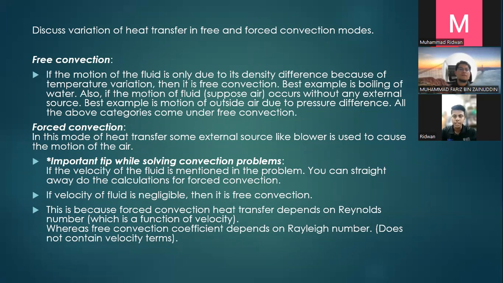For forced convection, in this mode of heat transfer, some external source like a blower is used to cause the motion of the air. An important tip while solving convection problems: if the velocity of the fluid is mentioned in the problem, you can straight away do the calculation for forced convection. If the velocity of the fluid is negligible, then it is free convection. This is because forced convection heat transfer depends on Reynolds number, which is a function of velocity, whereas free convection coefficient depends on Rayleigh number.